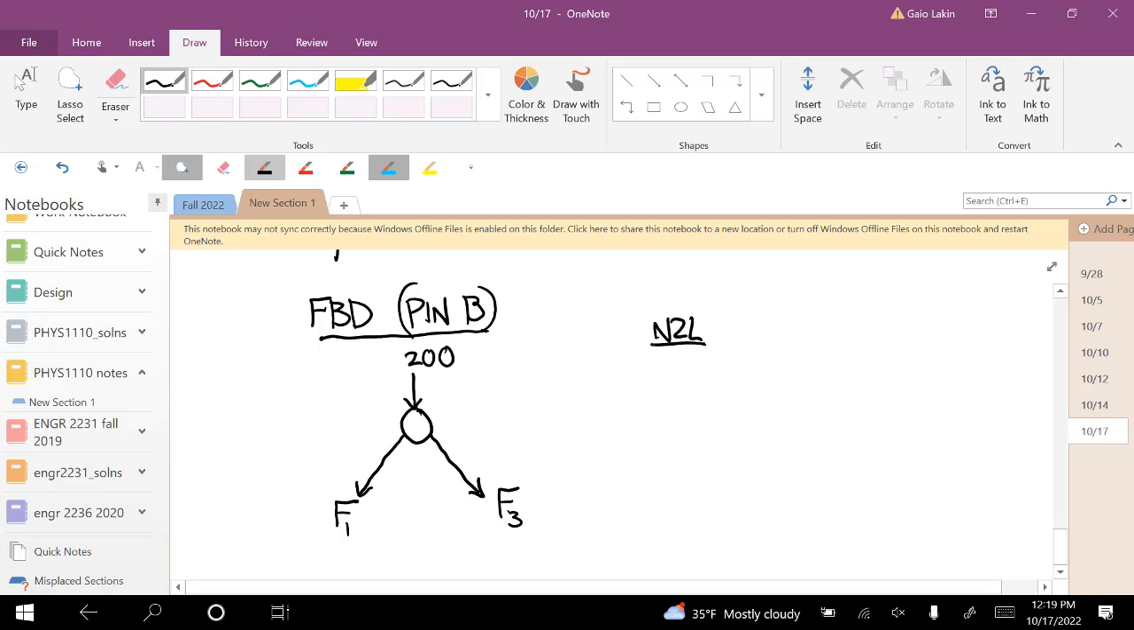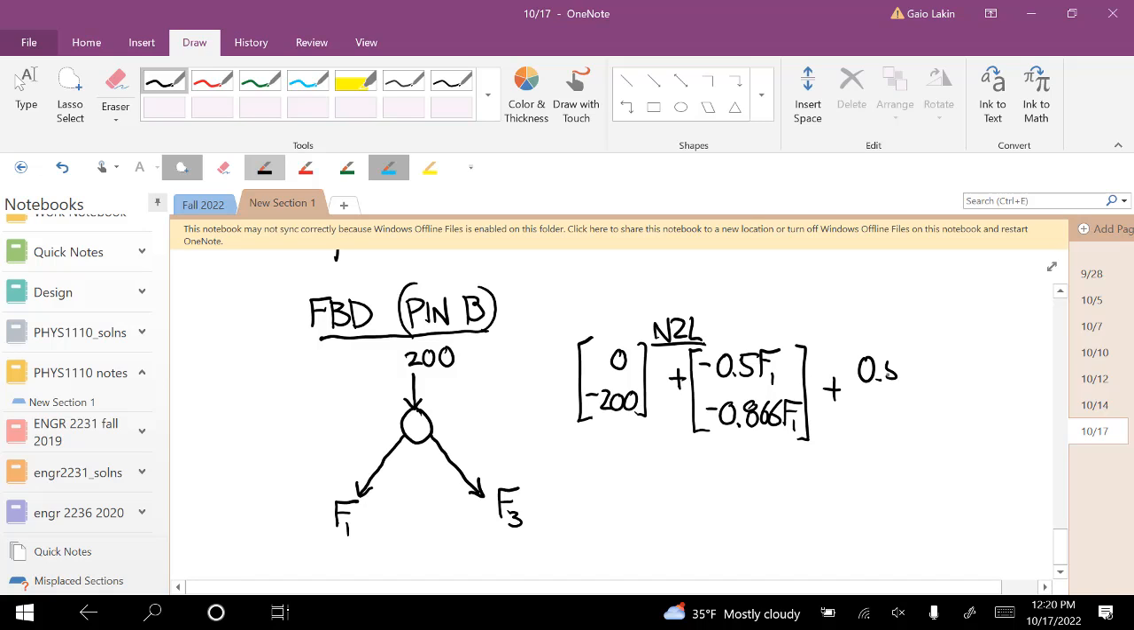So Newton's second law for this one says 0, negative 200, plus negative 0.5 F1, negative 0.866 F1, plus positive 0.5 F3, negative 0.866 F3, is equal to zeros.